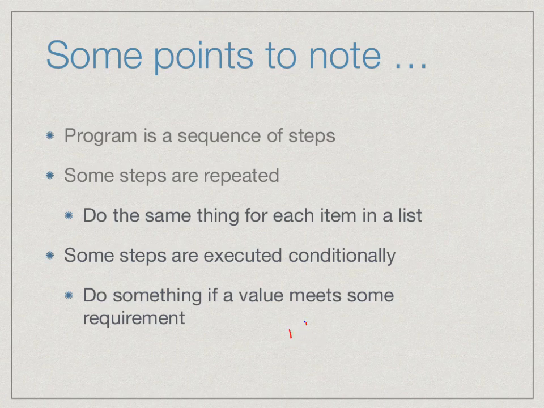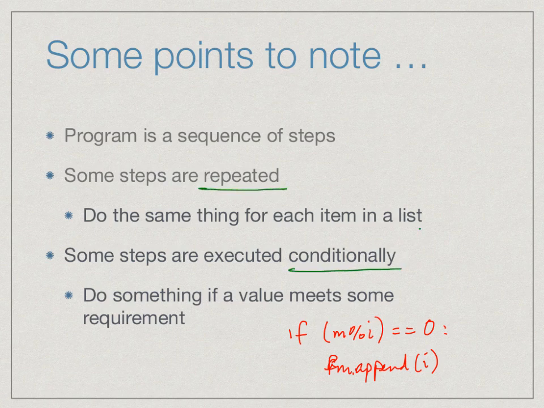Right? So when we say something like if m % i is 0, if the remainder of m divided by i is 0, then append. Okay, so the step append i to fm, the factors of m, happens only if i matches the condition that it's a factor of m. So we have repeated steps, the same thing done again and again, and we have conditional steps, something which is done only if a particular condition holds.